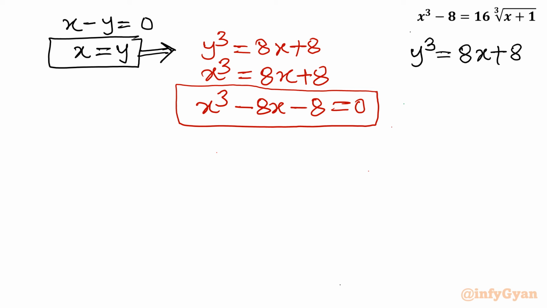I will consider the rational root theorem. So the eligible factors of the constant coefficient would be plus minus 1, plus minus 2, plus minus 4, and plus minus 8.